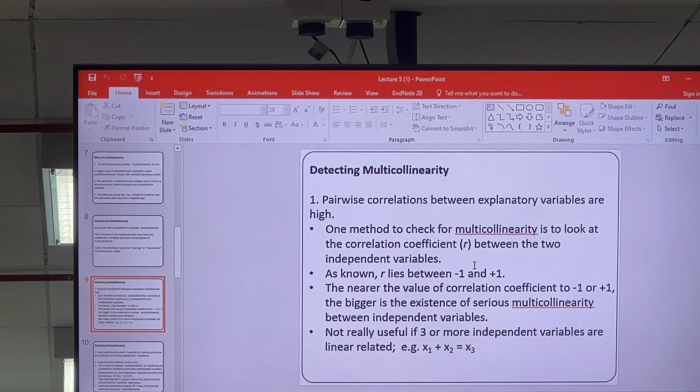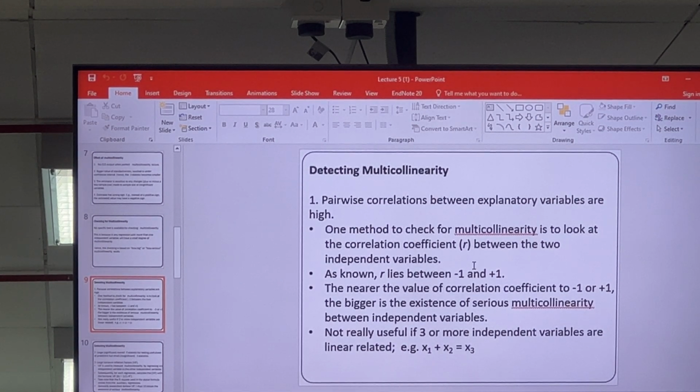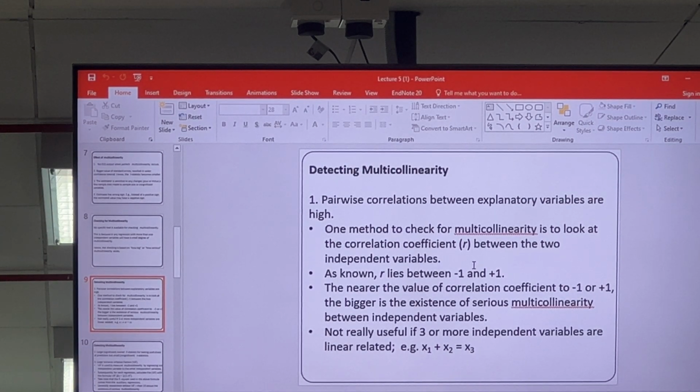One method to check for multicollinearity is to look at the correlation coefficient between two independent variables. As we know, correlation lies between -1 and +1. So the nearer the value of the correlation coefficient to -1 or +1, the more serious the multicollinearity between the independent variables. This is useful to see the possibility of collinearity between two independent variables, but it's not really useful if the linear dependence happens among more than two variables.